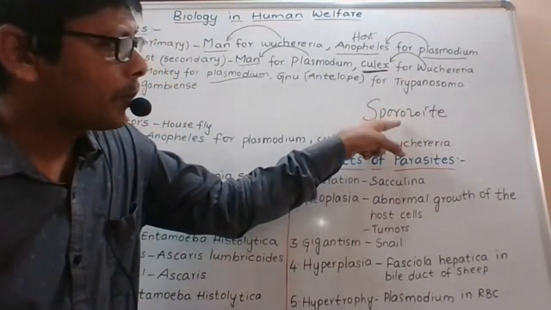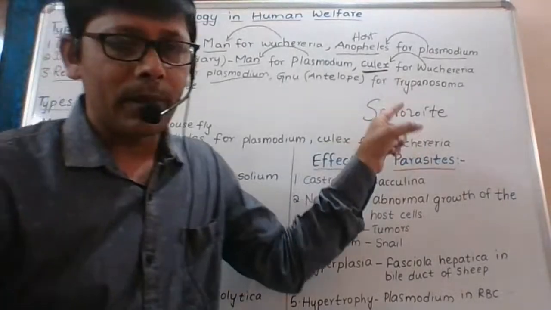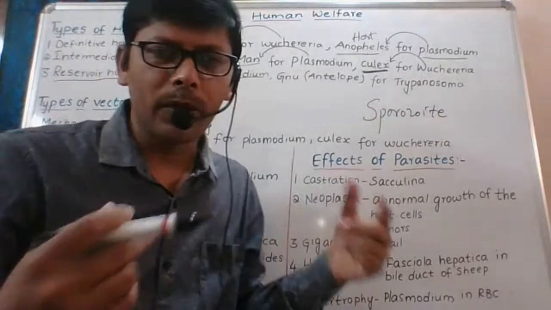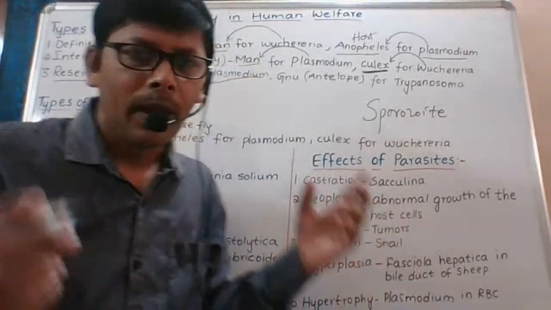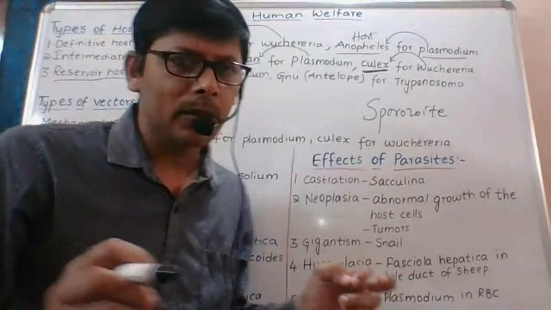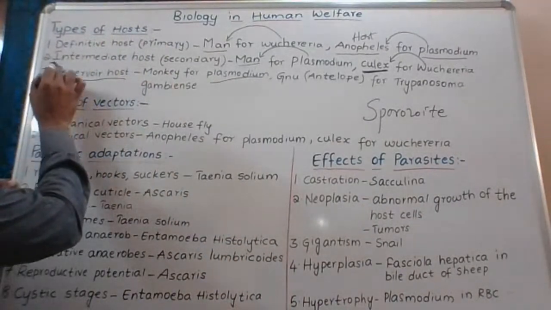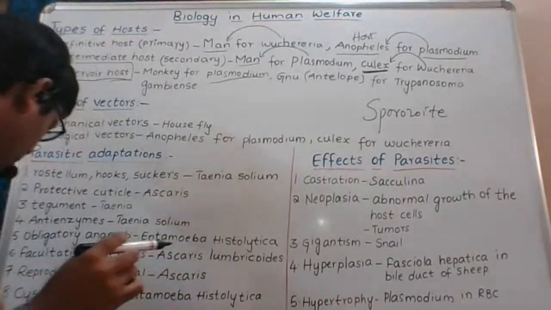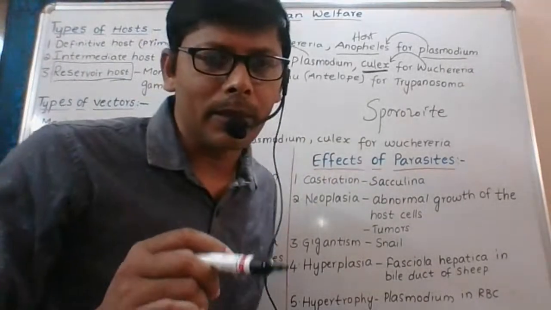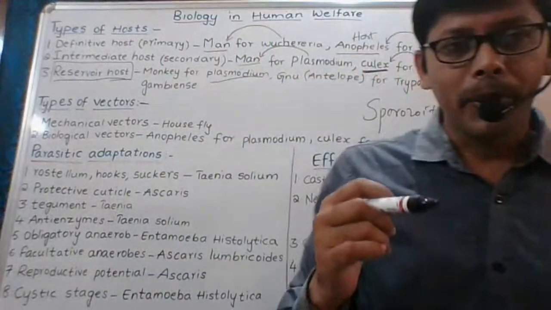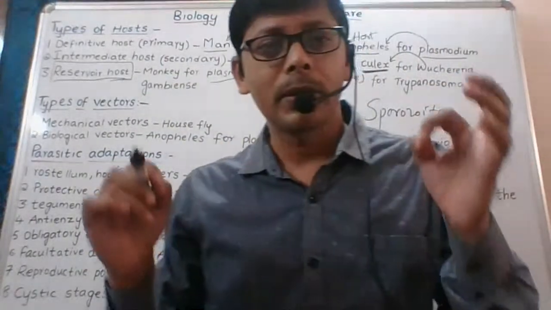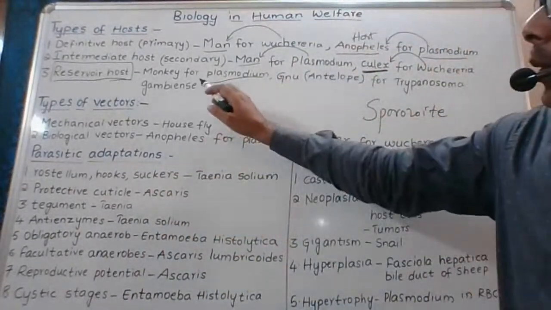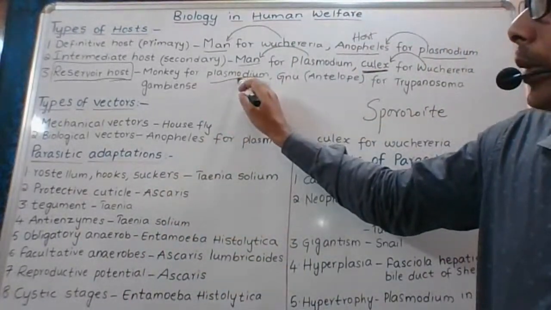For the sporozoite, when the host is not available, when it cannot enter man, it temporarily takes shelter in the reservoir host. The host in which the parasite takes shelter temporarily, till the main host is available, is the reservoir host. Reservoir host: monkey for Plasmodium.